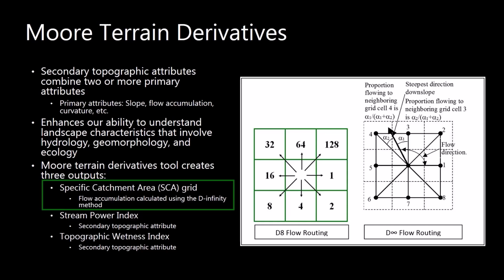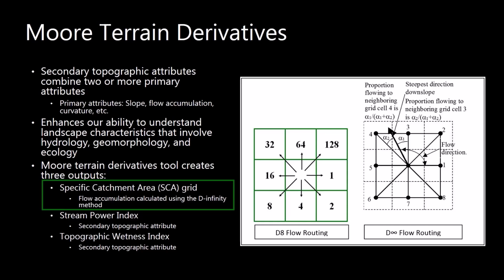Secondary topographic attributes combine two or more primary attributes, and primary attributes consist of derivatives from an input DEM, such as slope, flow accumulation, curvature, or upslope contributing area. But by combining these primary attributes, our ability to understand the landscape characteristics that involve hydrology and geomorphology or ecology are greatly enhanced compared to what can be gained from looking at just a single attribute.